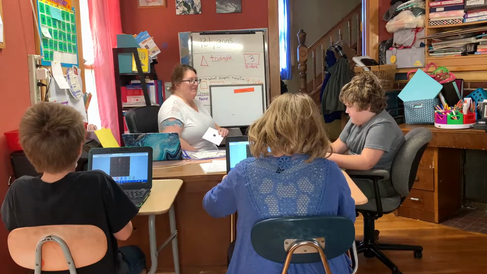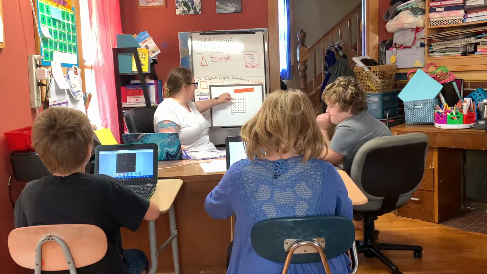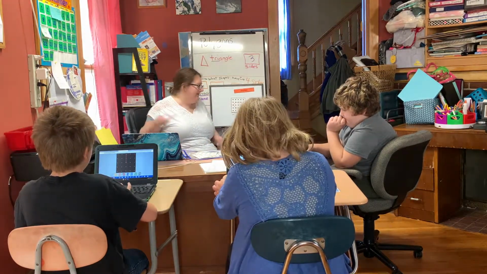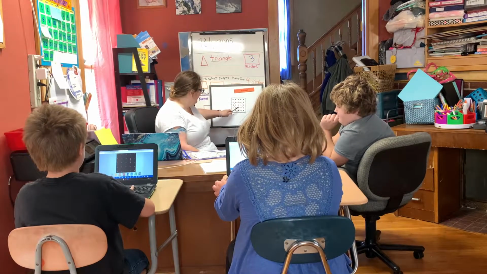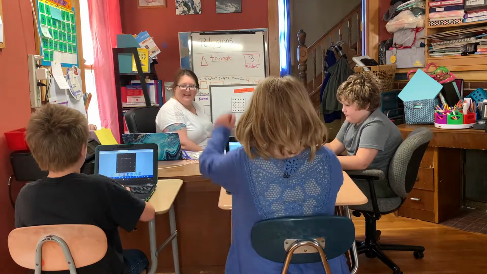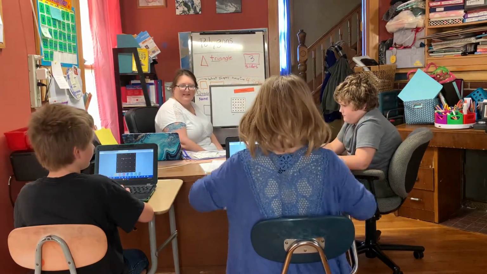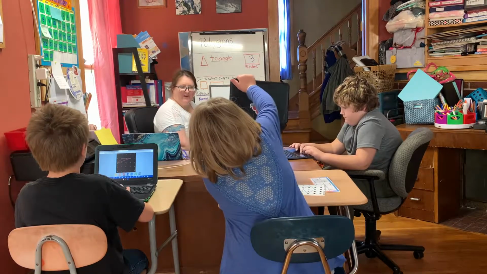Dash and Cam, here is your shape. How many sides does this shape have? Let's count. You ready? Look up here. 1, 2, 3, 4, 5, 6. Six sides. So what kind of shape is this if it has six sides? Perfect. Very, very good.